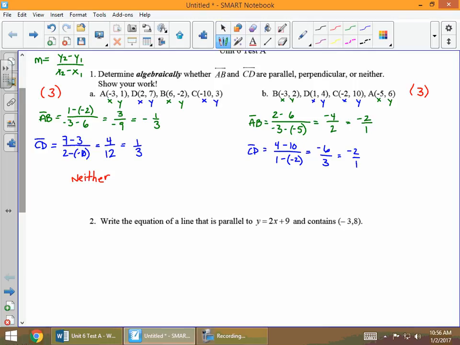So comparing my two slopes, negative 2 over 1 and negative 2 over 1, they're exactly the same. So these two are parallel. And scoring was the same on that one. I gave you a point for finding the slope of AB, a point for finding the slope of CD, and a point for the decision on whether it was parallel, perpendicular, or neither.